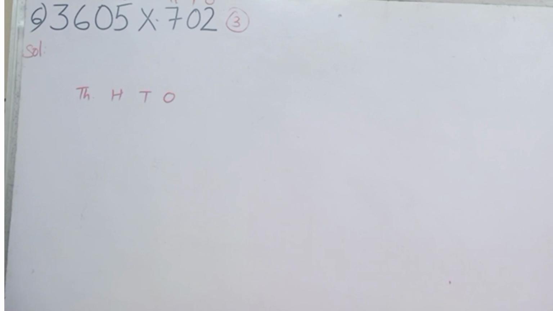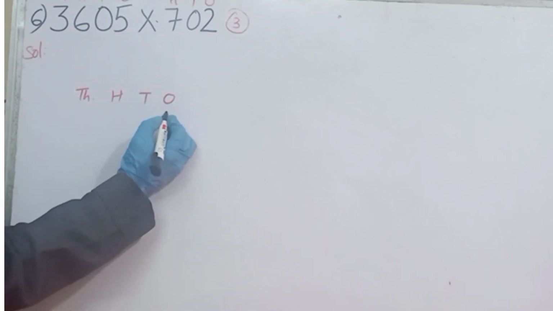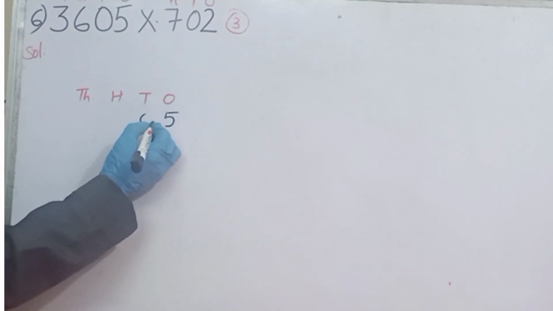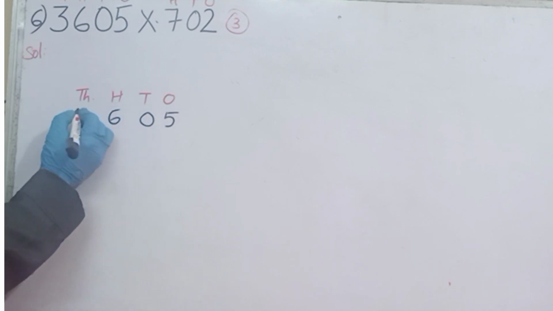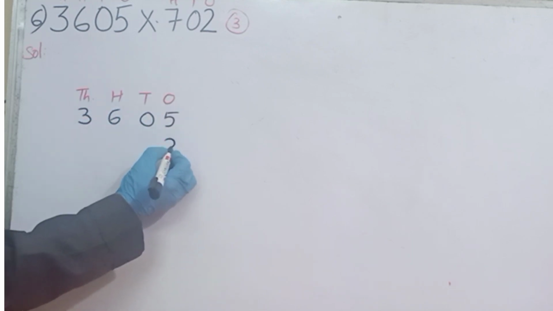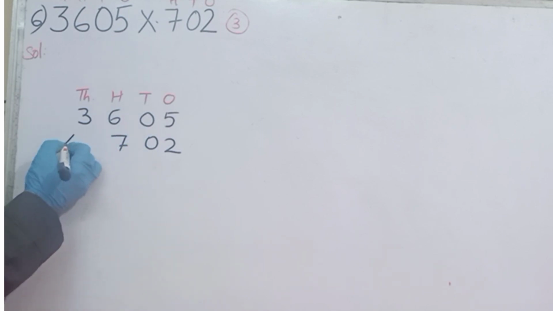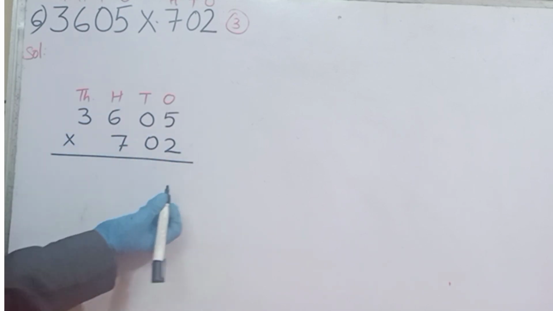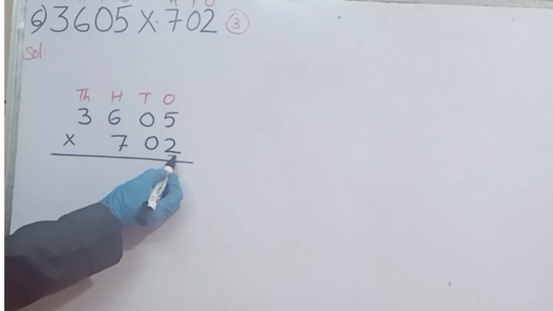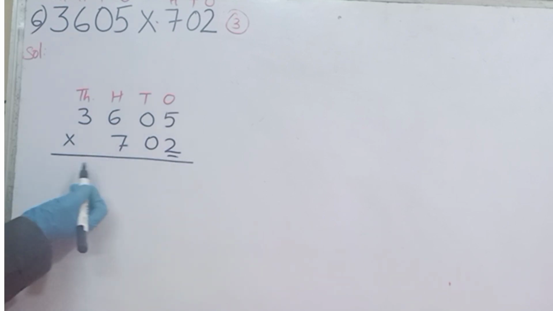Now we have to note down the question. From ones place, 5, 0, 6, 3. Then 2, 0, 7. Now we have to multiply first with 2 and write the answers here.